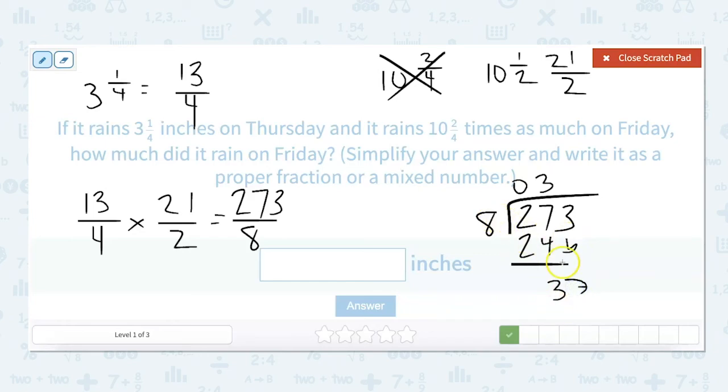Okay, and 8 goes into 33 4 times. 8 times 4 is 32. 33 minus 32 is 1. So we'll put that over here because it's not letting me write there. So our whole number is going to be 34. The remainder is our numerator, and we keep the same denominator. So our answer is 34 1/8.